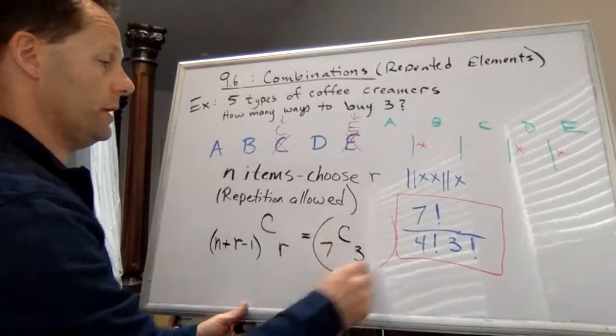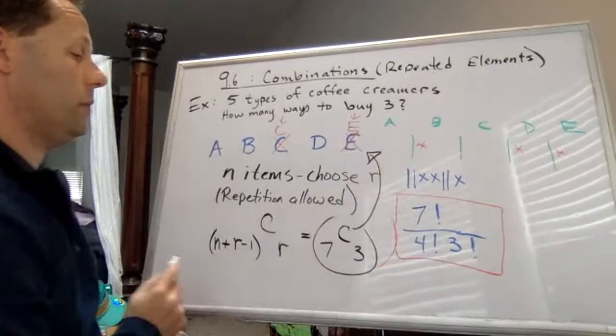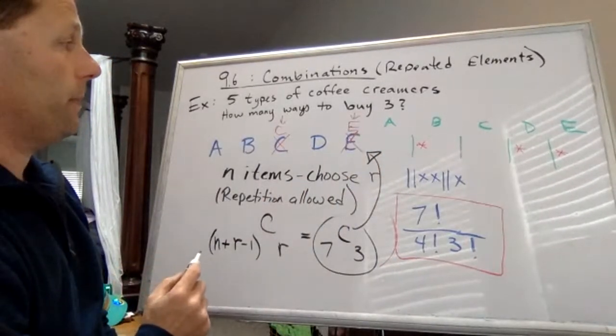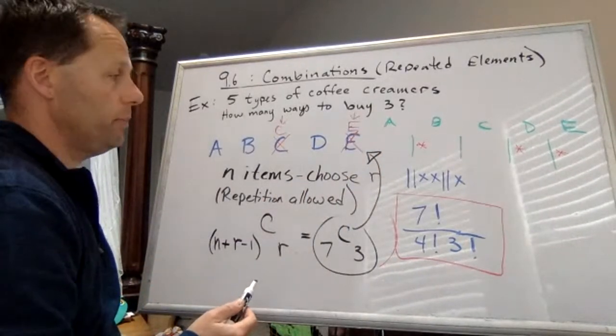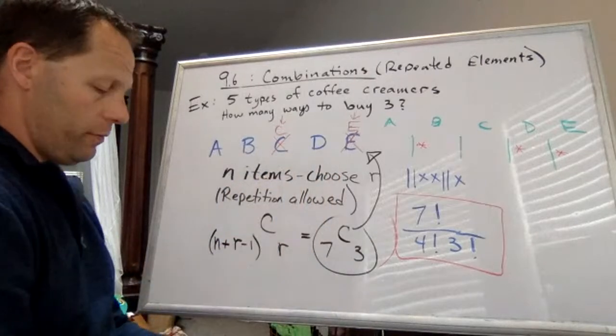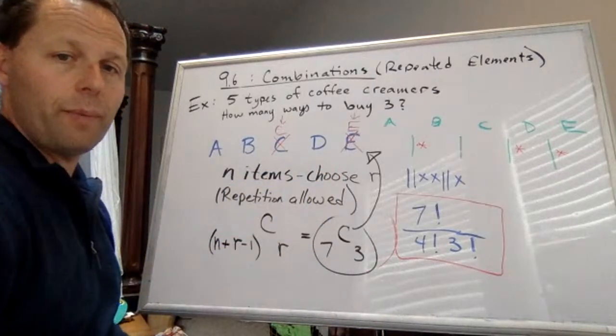That 7C3 was the way to calculate the number of purchases of size 3 from the 5 different types, given that repetition is allowed.